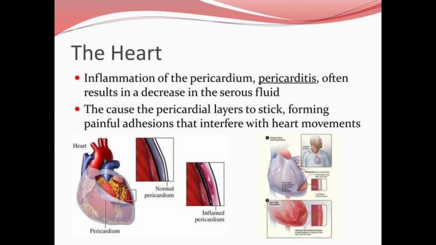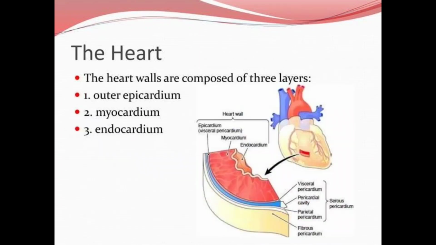Inflammation of the pericardium is called pericarditis. If the layers of the heart become inflamed, it is called pericarditis. It often results in a decrease in the serous fluid. This causes the pericardial layers to stick, forming painful adhesions that interfere with the heart movement, so that causes pain, and that friction is causing the inflammation, which is called pericarditis. The heart wall is composed of three layers.